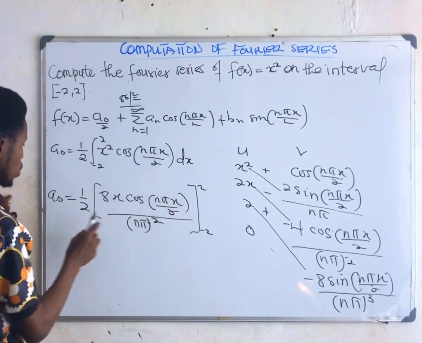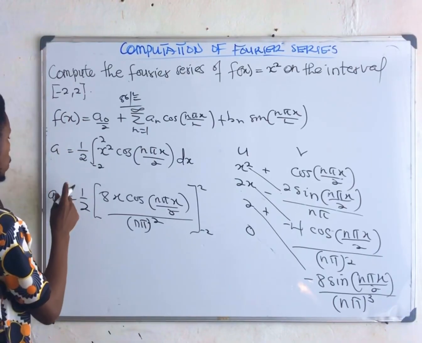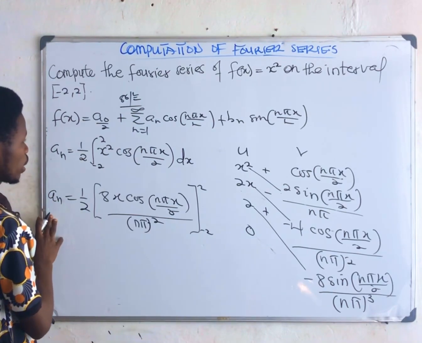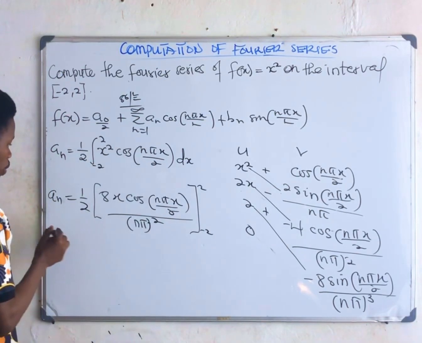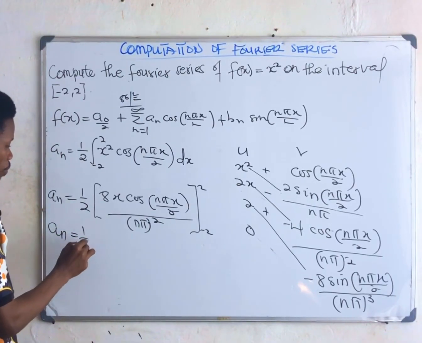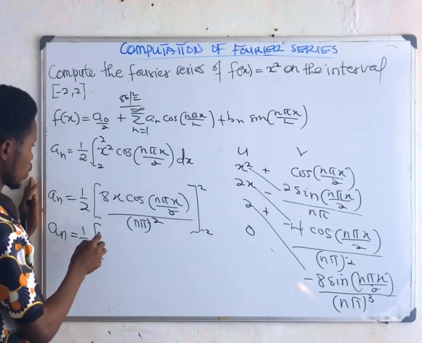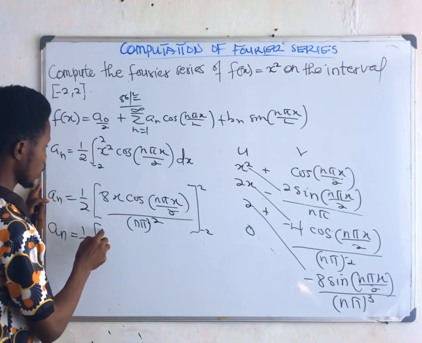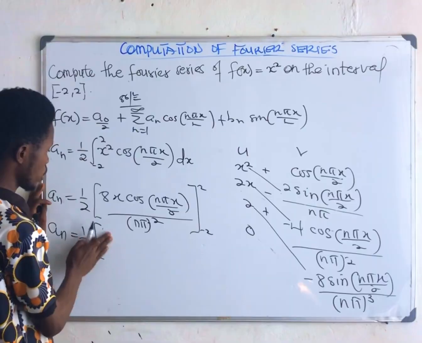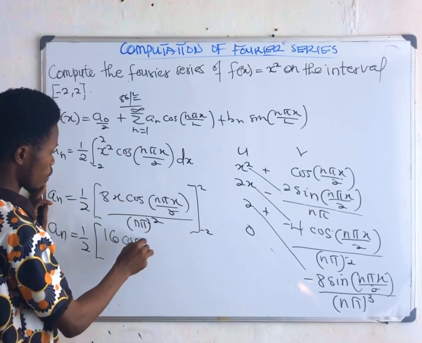So you are now going to substitute. Okay, so our an, please, this is supposed to be an, not a naught. So half an is equal to half of 8. So I'm substituting. Wherever I see x, I'll put 2 there. So 2 times 8, that will give you 16, right? Cos. So if I put 2 here, I have cos n pi.